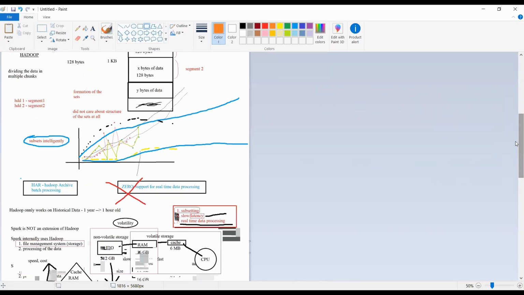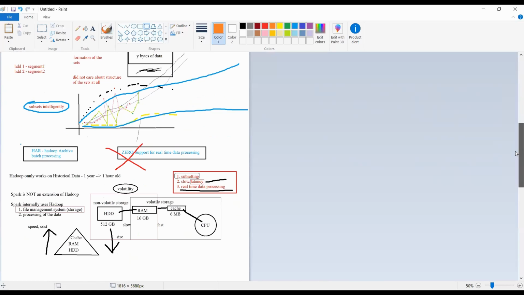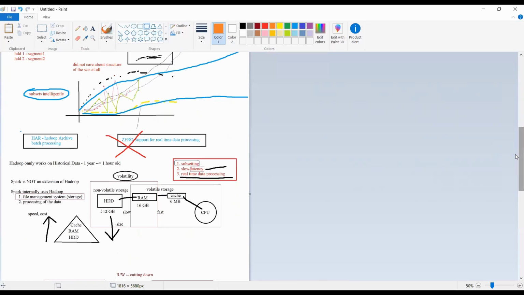Then we spoke about Spark, how Spark is not an extension of Hadoop, but Spark does things internally with Hadoop. Hadoop is a file management system. Then we spoke about how the whole thing works with the cache, RAM, and the hard drive. The process with the CPU, cache, and RAM is pretty fast, but RAM to hard drive is pretty slow because the hard drive is generally very slow.